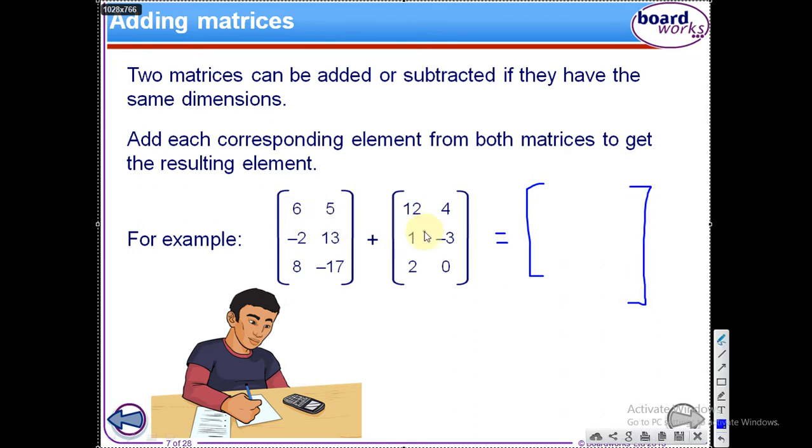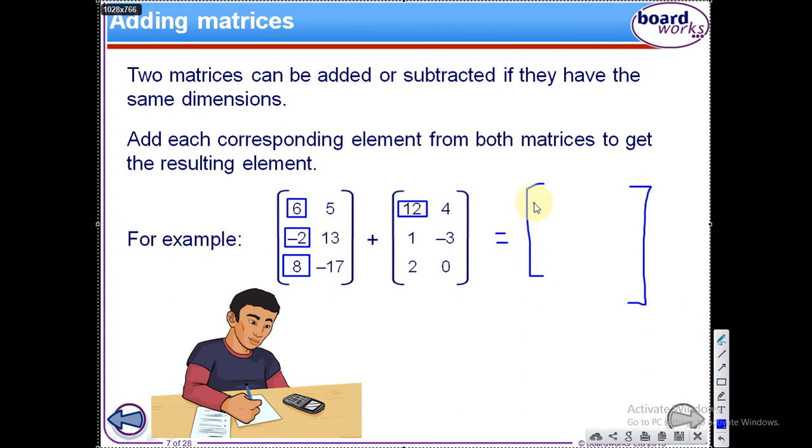Now what you have to do is just add corresponding elements. This is a11, that is row 1 column 1, and this is a11, so you add. This is row 2 column 1, so this is a21, like that. So you just add corresponding elements like that. So we have to go with that now.